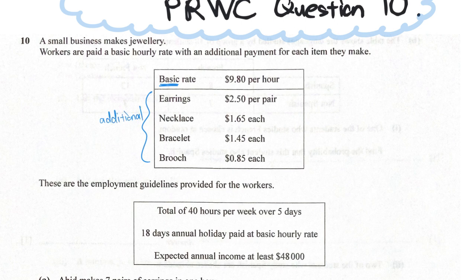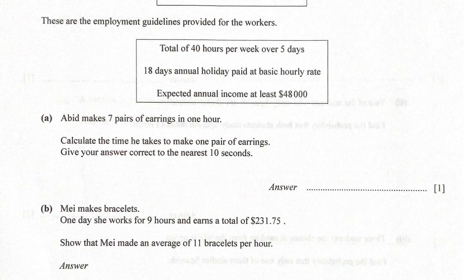Right? So these are the guidelines for the workers: 40 hours per week maximum, 18 days annual leave or holiday paid at basic hourly rate, and an expected annual income of at least $48,000. Okay, so this is roughly describing how much the worker works a week and expects to get.